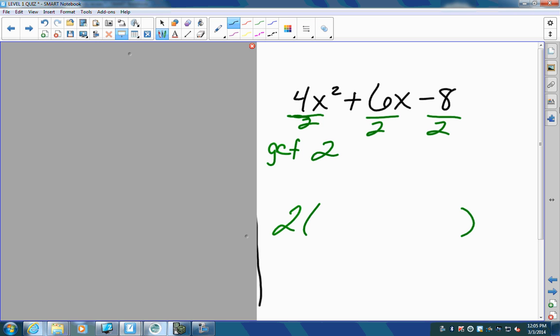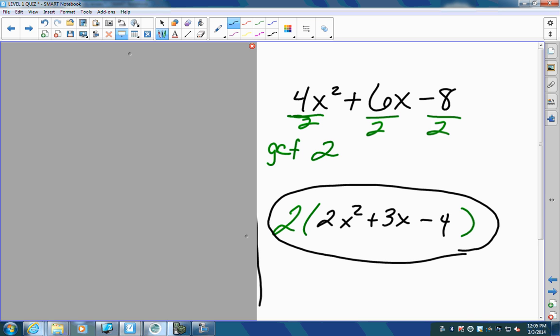So now 4 divided by 2 is 2. And don't forget the x squared. 6 divided by 2, 3x. Negative 8 divided by 2, negative 4. That's all we're doing right now is factoring out the GCF.